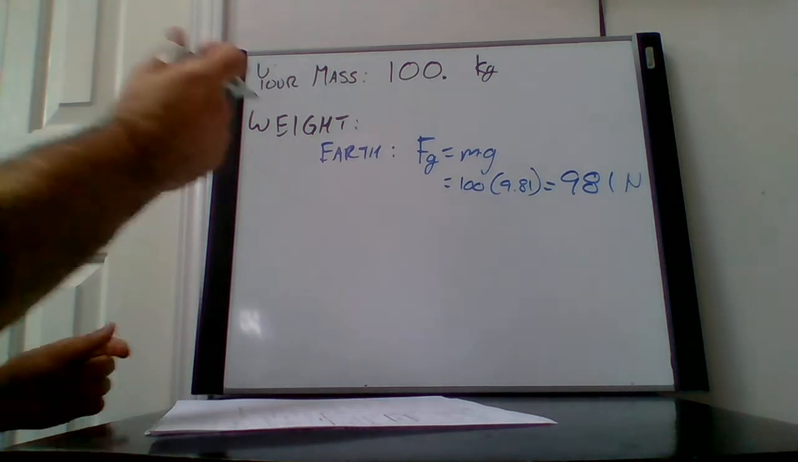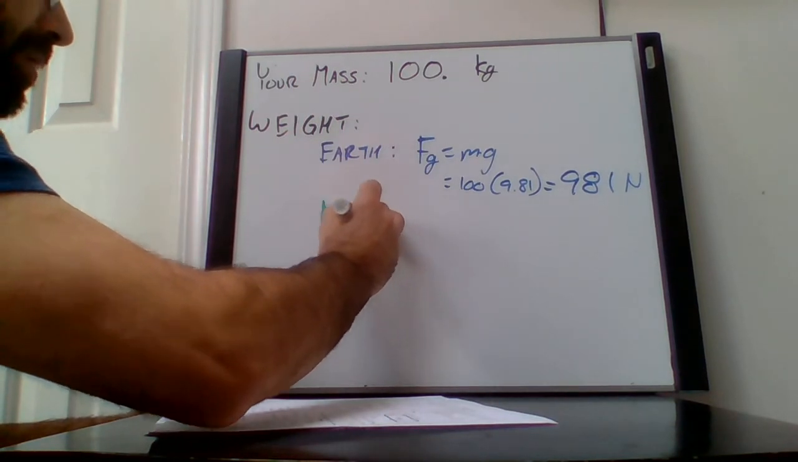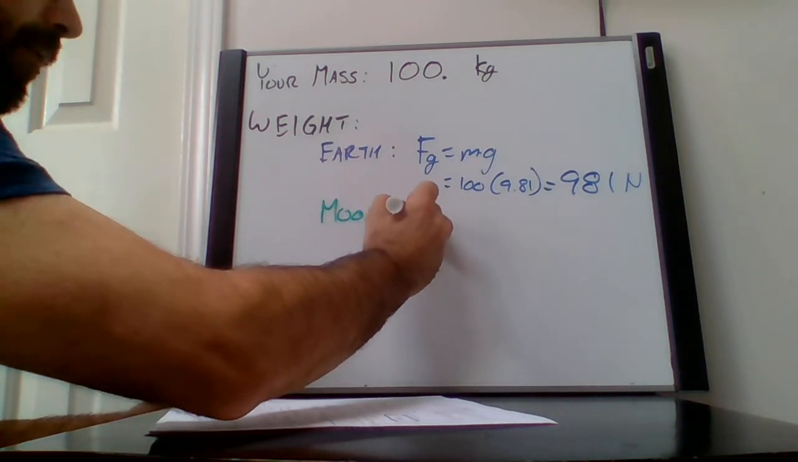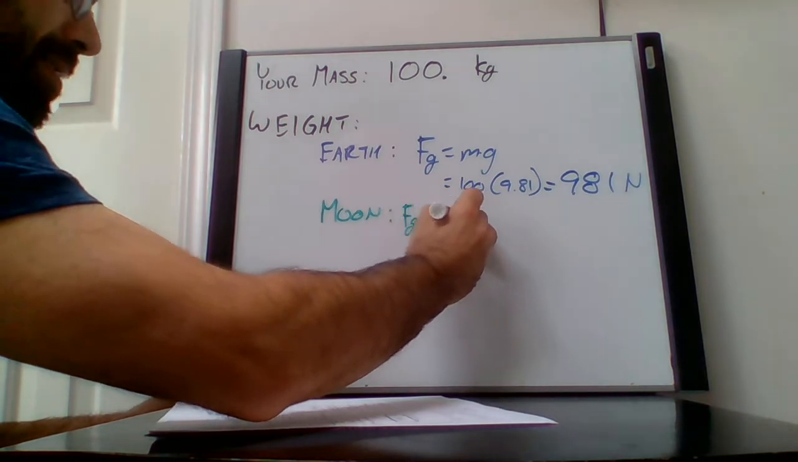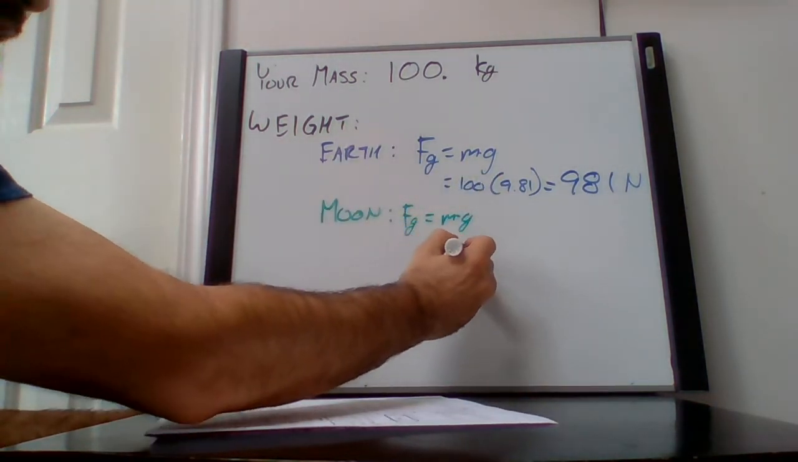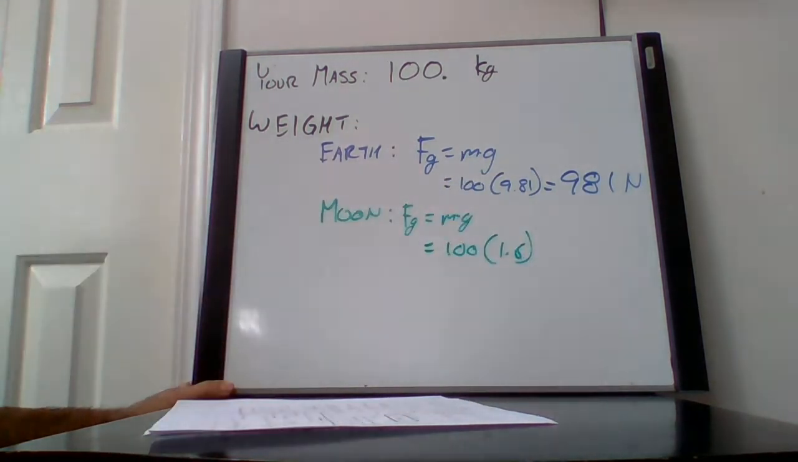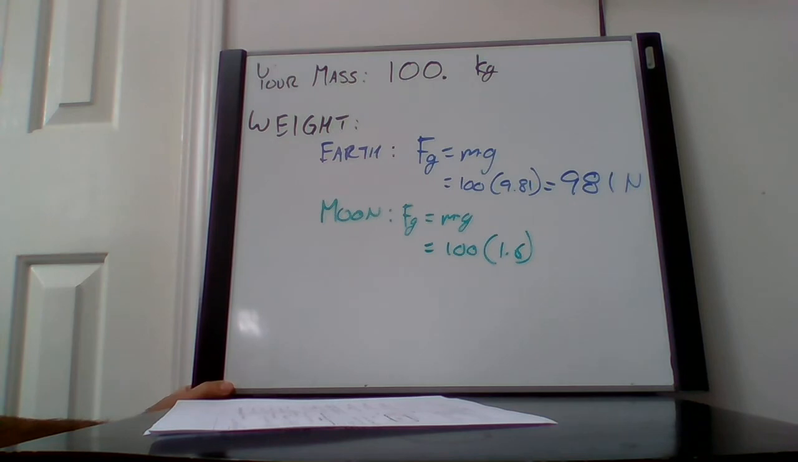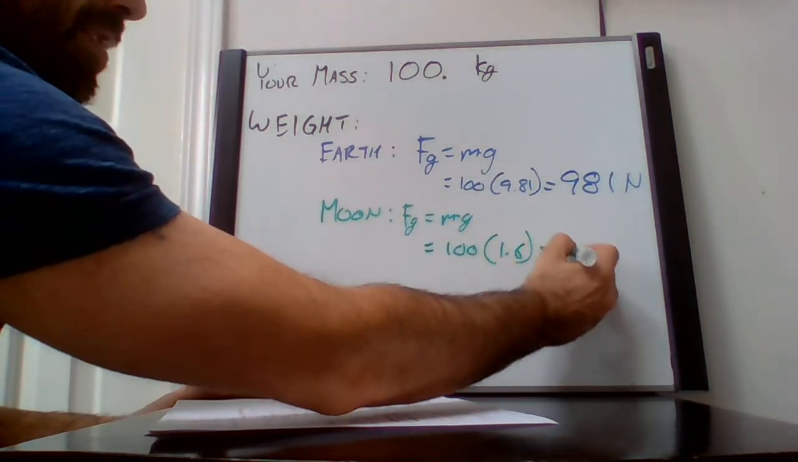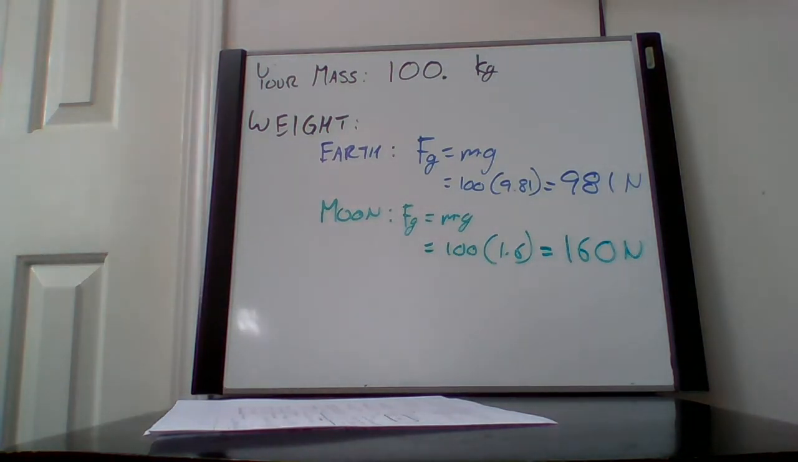If we took that same mass of 100 kilograms and we went to the moon, our formula is the same, mass times gravity. However, this time our mass stays the same. Our gravity changes to that 1.6 meters per second squared, and this gives us a weight of 160 newtons.